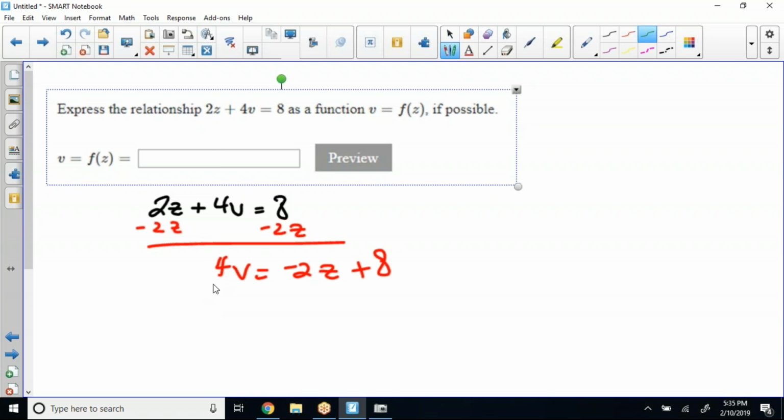So then I'll turn around and divide by 4, right? So I got v equals negative 1/2 z plus 2, right? Yeah, negative 1/2 z. And that would be v equals f of z, where z is the input, right? Yeah. And v would be the output.